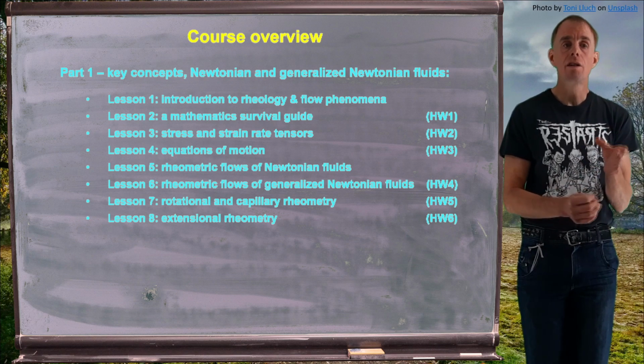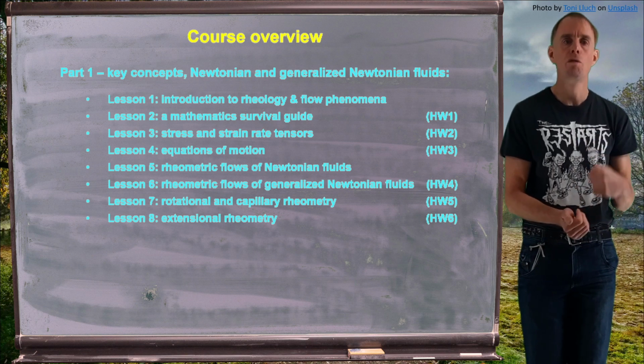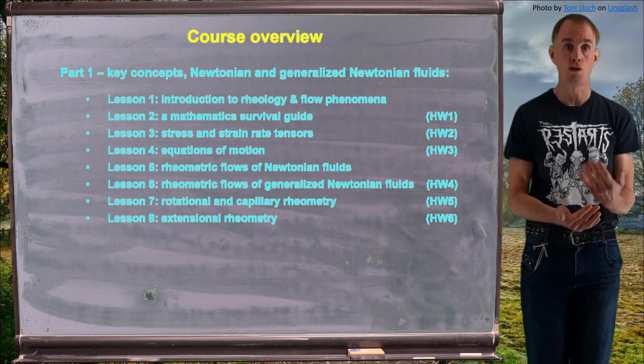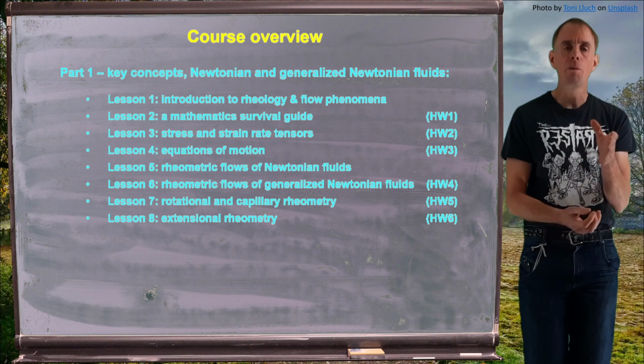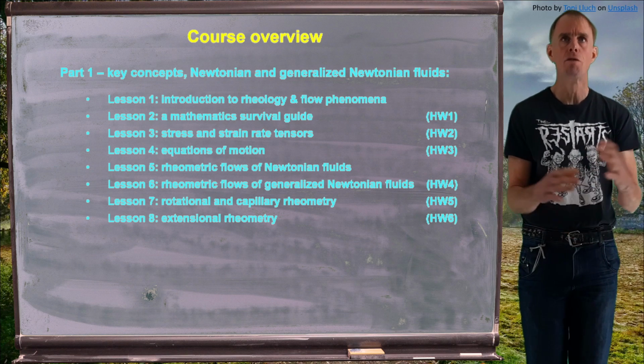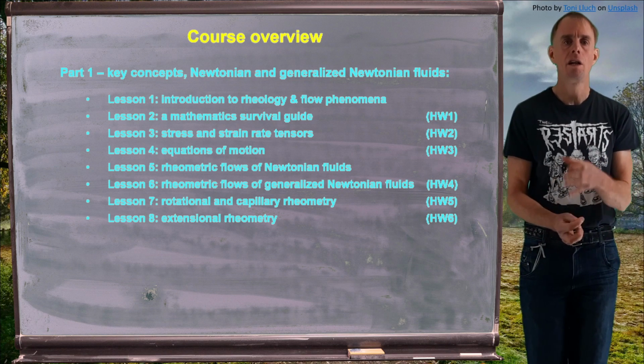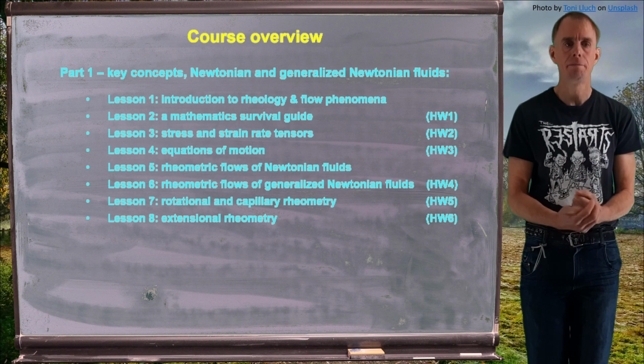We're then going to generalize this a little bit in lesson 6. Up until this point, we've been dealing with Newtonian fluids, which are the most straightforward fluid to analyze. And I want to take one step away from the Newtonian fluid and talk about something called a generalized Newtonian fluid. It's the simplest deviation we can make from Newtonian behavior.